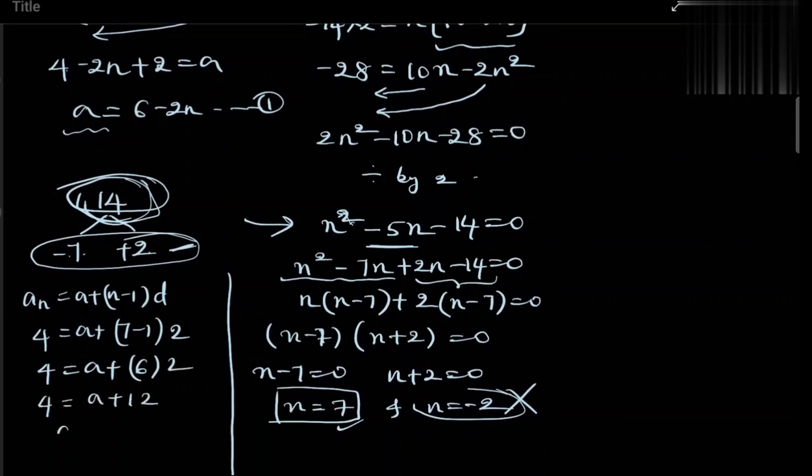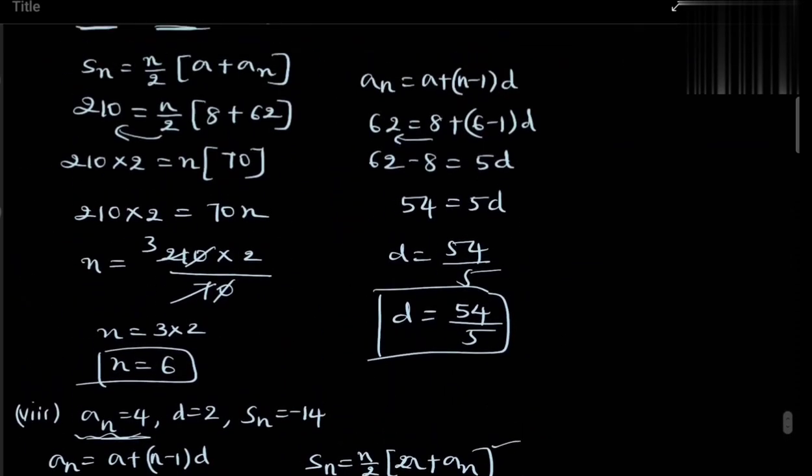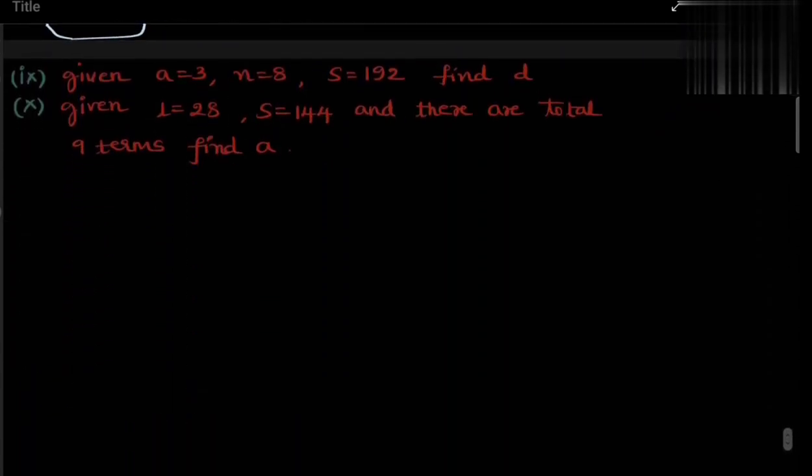So 4 is equal to a plus 6 into 2. 6 2s are 12. So a is equal to 4 minus 12. Move 12 to this side, it will become minus 12. So a is equal to minus 8. Therefore the first term for this AP is minus 8 and the number of terms is 7 for the 8th problem. So move on to the 9th problem.